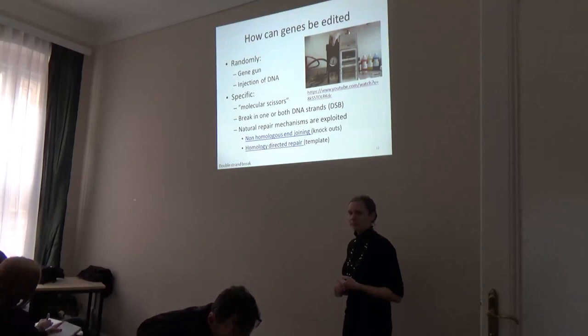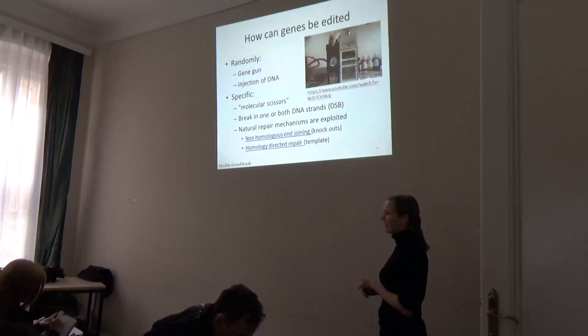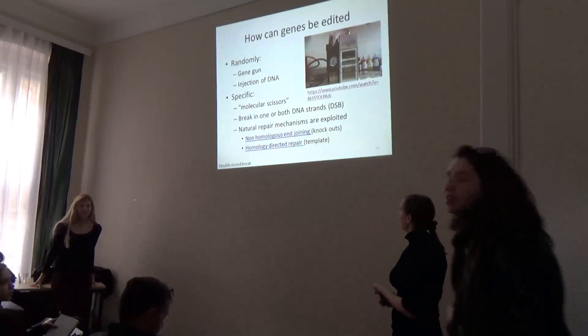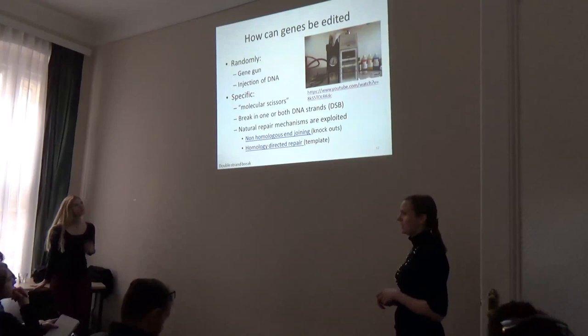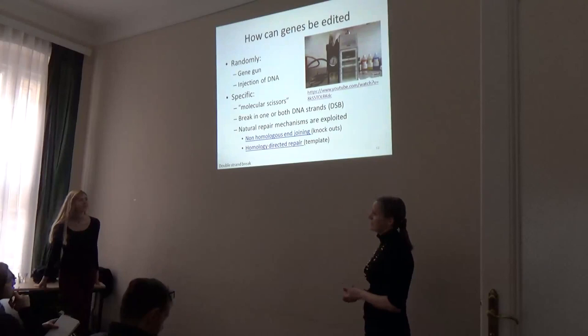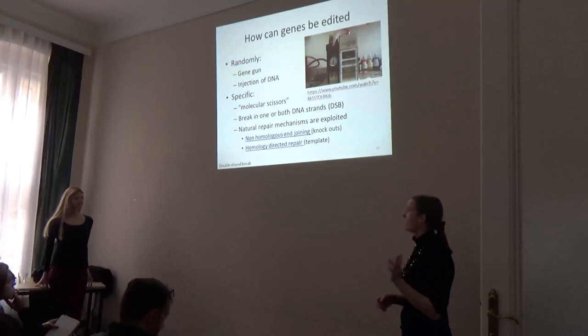Okay, but random modification of genes is not as reproducible, of course, and not as efficient as it would be if we could specifically modify genes. So we have some specific methods that all rely on something that's termed molecular scissors. I will talk about it in more detail on the next slide. And what they all do is to break one or two strands of the DNA, and then natural repair mechanisms are exploited. Because it's better to visualize them, I also have short YouTube videos for them.